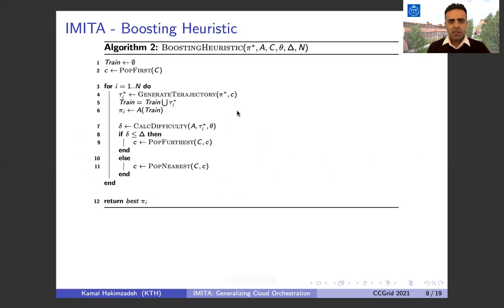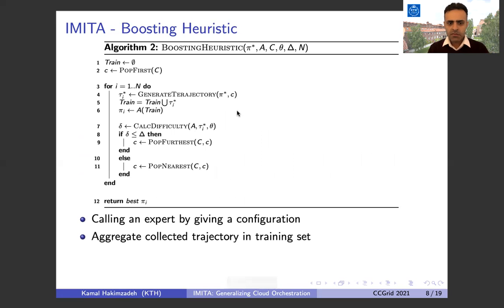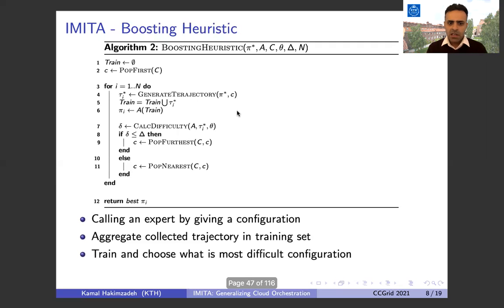This is the main algorithm of this paper, the boosting heuristic. It makes a call to an expert by giving a configuration, or a subpart of a large configuration space. So basically, for that configuration, the expert explores the configuration space and produces some trajectory. We aggregate the collected trajectories in a training set, we train, and we choose the most difficult configuration to be explored next. We continue until the desired accuracy is achieved or the max iterations are consumed.